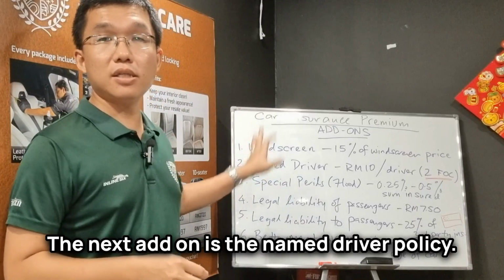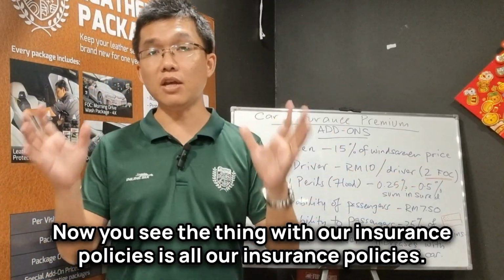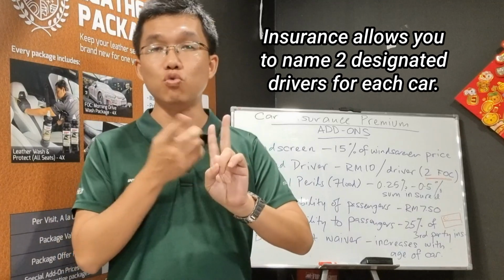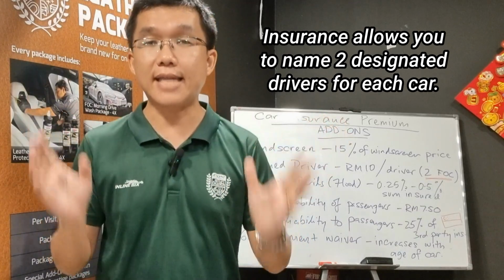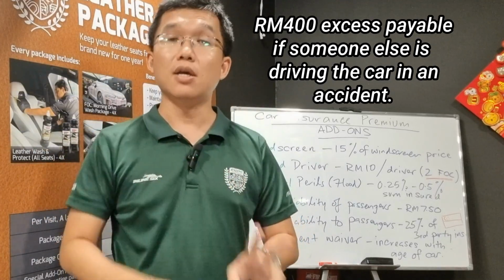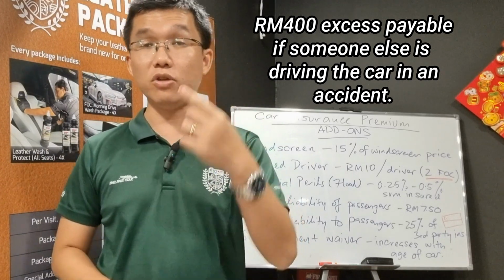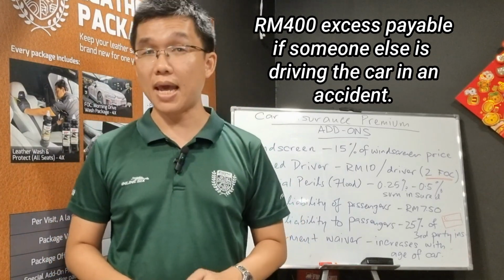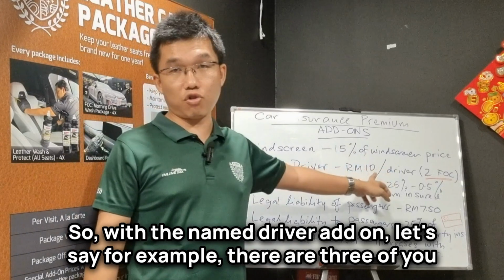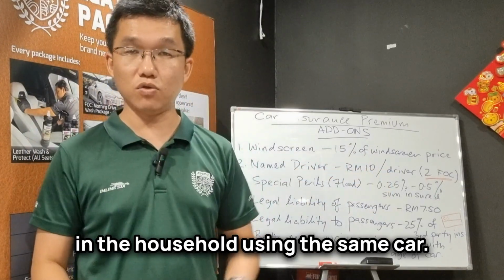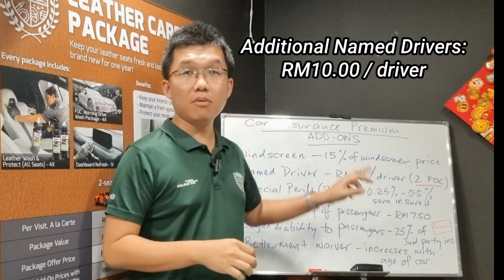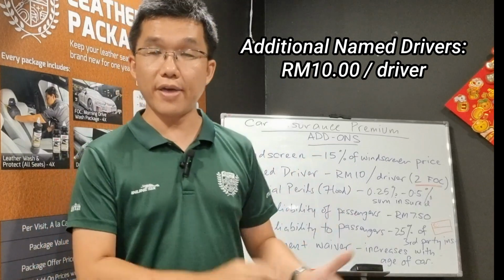The next add-on is the named driver policy. Now, you see, the thing with our insurance policies is all our insurance policies, the insurance company gives you to put in 2 names free of charge as designated drivers of this car. So anybody outside these 2 names, if they drive your car, they get involved in an accident and you need to make a claim, what's going to happen is that you need to pay an excess of 400 ringgit. So with the named driver add-on, let's say, for example, there are 3 of you in the household using the same car. You have 2 named drivers, and then the third person, you pay 10 ringgit per driver, and you get to add that person in.